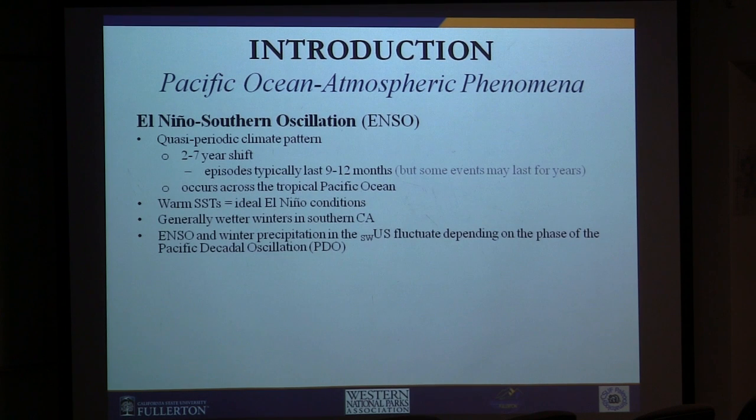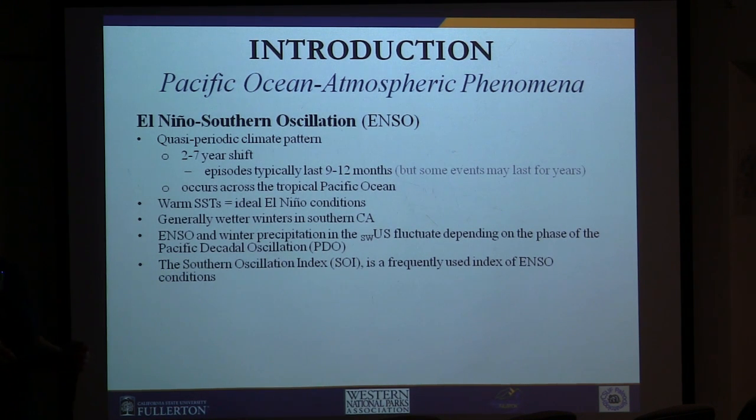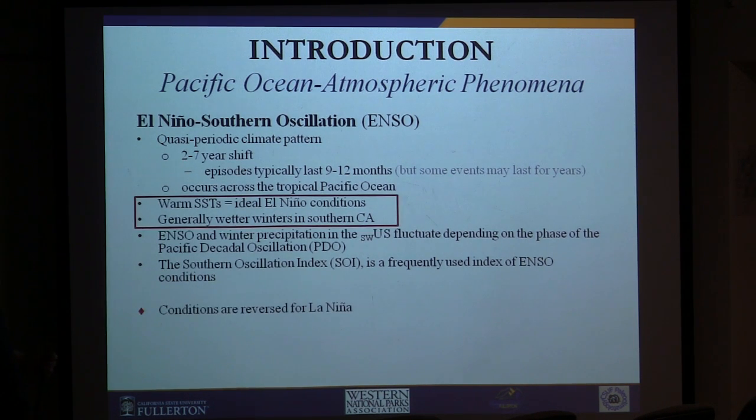We have ENSO, and ENSO and winter precipitation in the southwest United States fluctuate depending on the phase of the Pacific Decadal Oscillation, the PDO. The Southern Oscillation Index is frequently used as an index of ENSO, and I'll be interchanging SOI with El Nino, so you know that it's the El Nino conditions, and these conditions are reversed for La Nina.